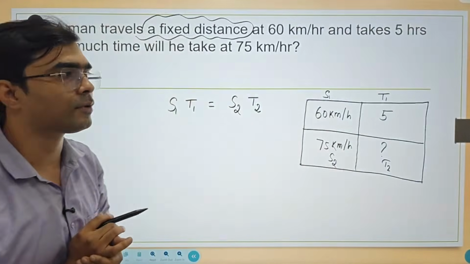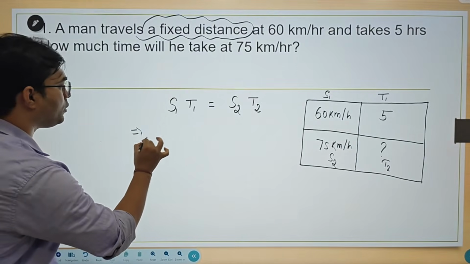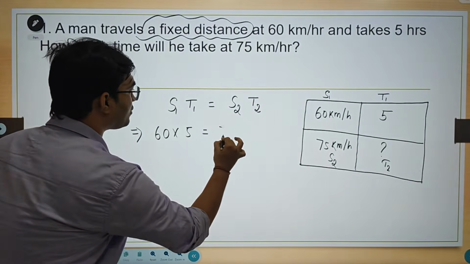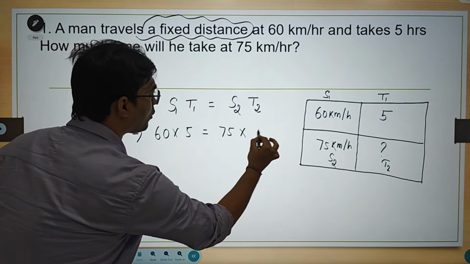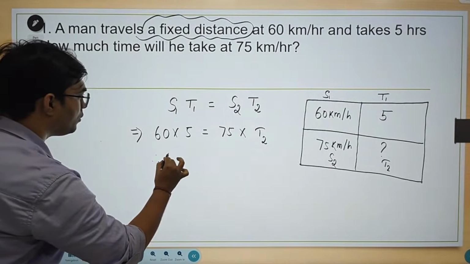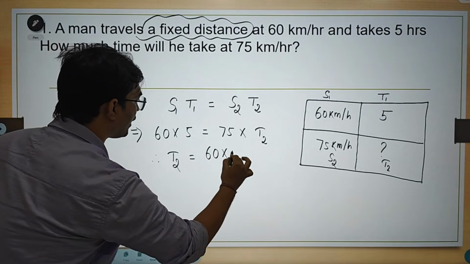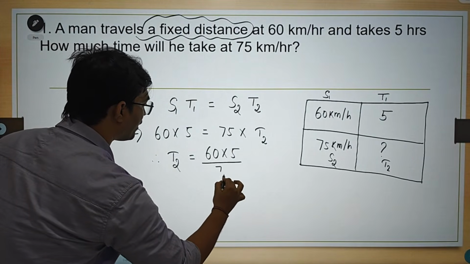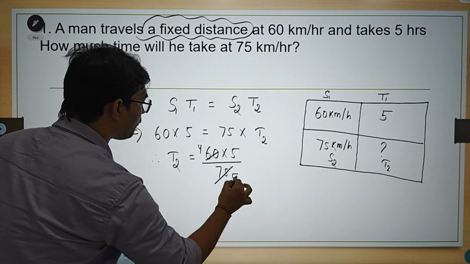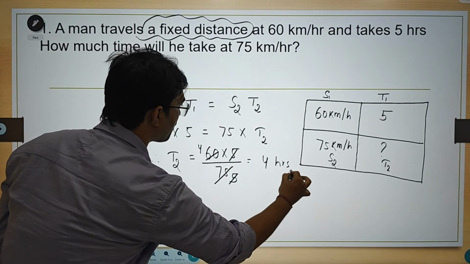We are supposed to solve the problem. Concept is S1 T1 should be equal to S2 T2. So 60 into 5 must be equal to 75 into T2. So what is the value of T2 now? The time taken will be equal to 60 into 5 divided by 75. 15 5s are 75, 15 4s are 60. 5 will get cancelled, so the answer will be equal to 4 hours.